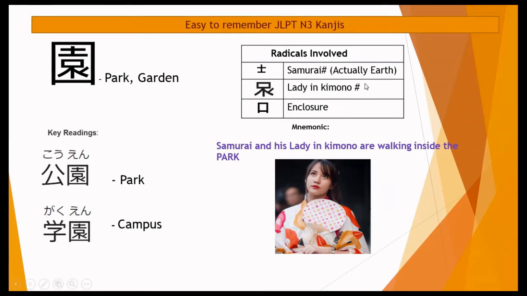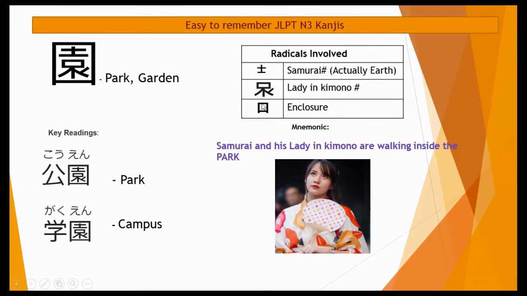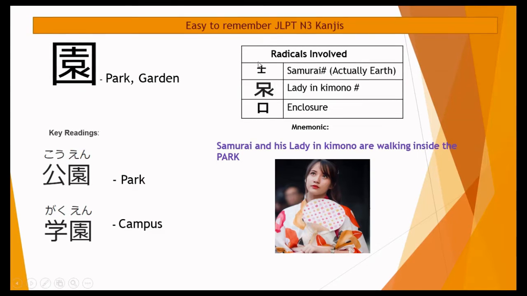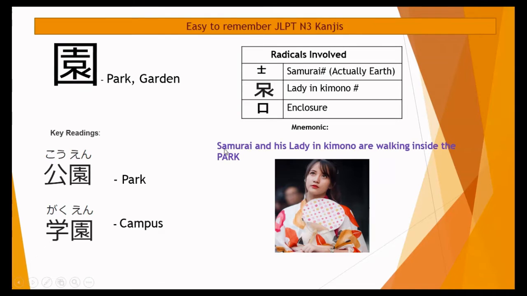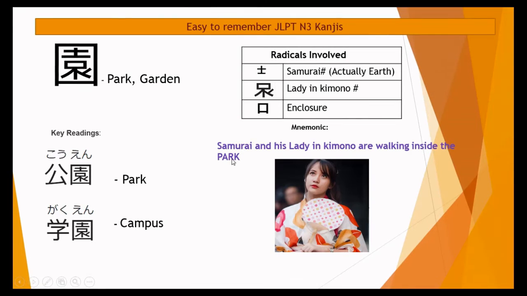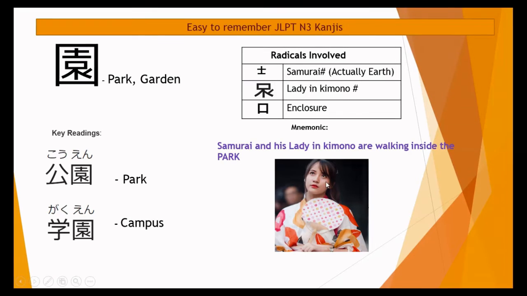Putting all these three radicals together, we arrive at the mnemonic: samurai and his lady in kimono are walking inside the park. Once again, samurai and his lady in kimono are walking inside the park, which is our kanji. And you can also use this picture below to remember this kanji well. So let's go to the next kanji.